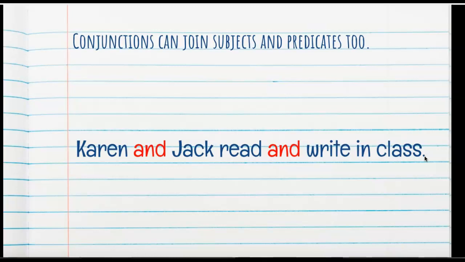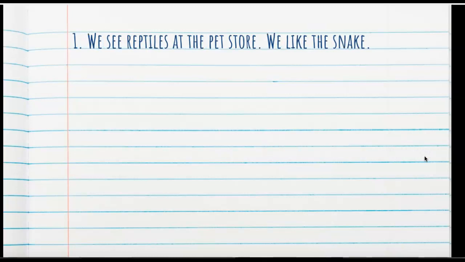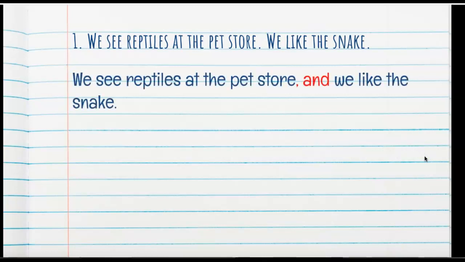All right, let's look at some sentences. These are 2 simple sentences that we want to put together to make a compound sentence. So the first set of simple sentences we have say, we see reptiles at the pet store. We like the snake. What conjunction could I use to put these simple sentences together to make a compound sentence? All right, good answers. I used and. So now my compound sentence reads like this. We see reptiles at the pet store and we like the snake.